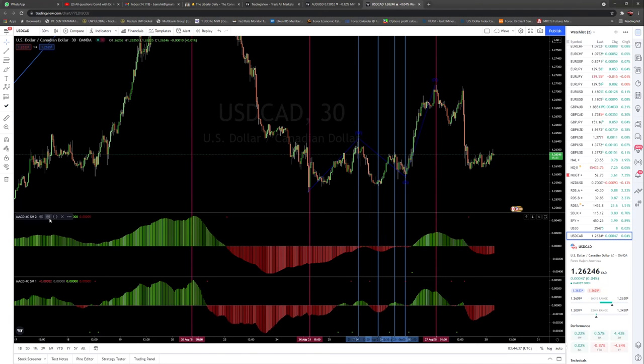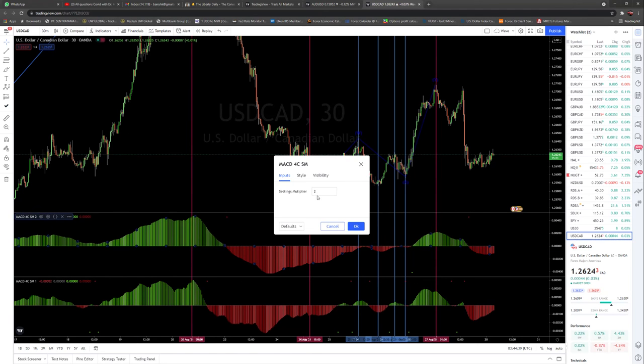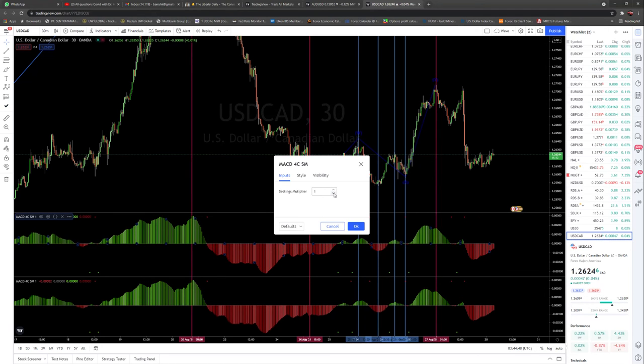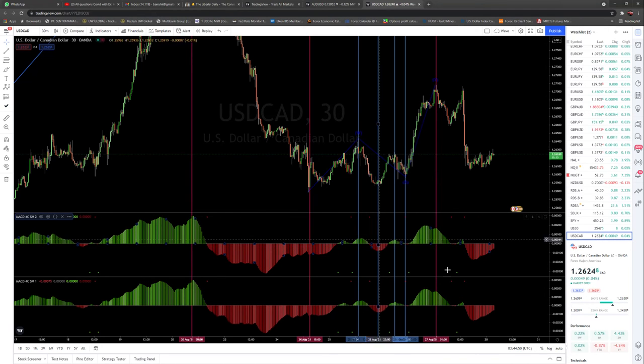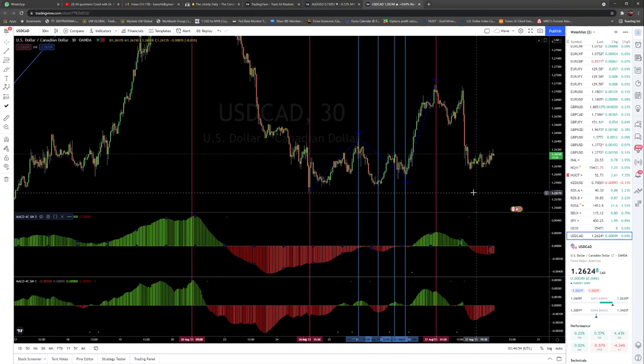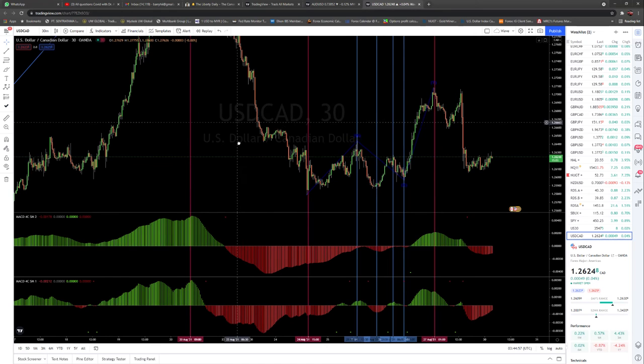Can it do 1.5? I don't think so. It's a multiply. You use that to help filtering out. So that's how we do it.